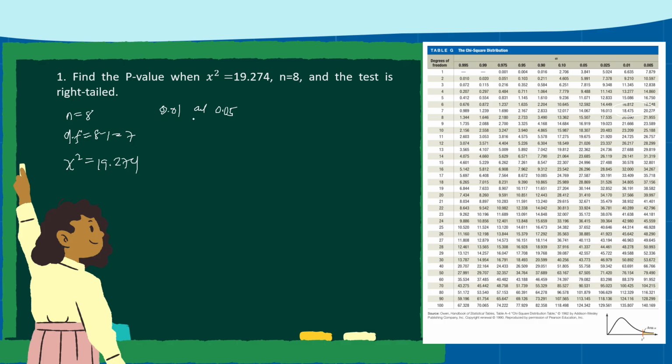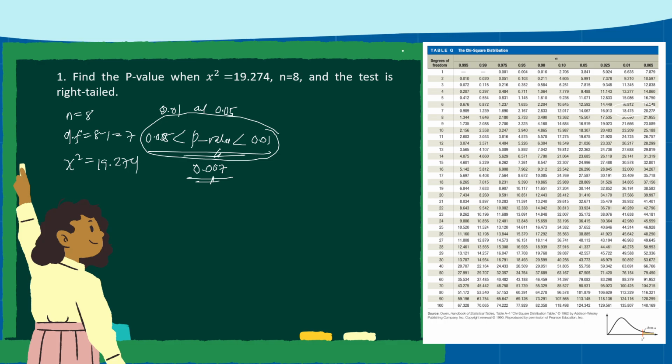So therefore, the p-value is greater than 0.005 but less than 0.01. That would be our p-value. But if we use a calculator, it would be approximately 0.007. But we need to give the p-value as an interval since we are using the table. The p-value is between 0.005 and 0.01 if you are using the table.